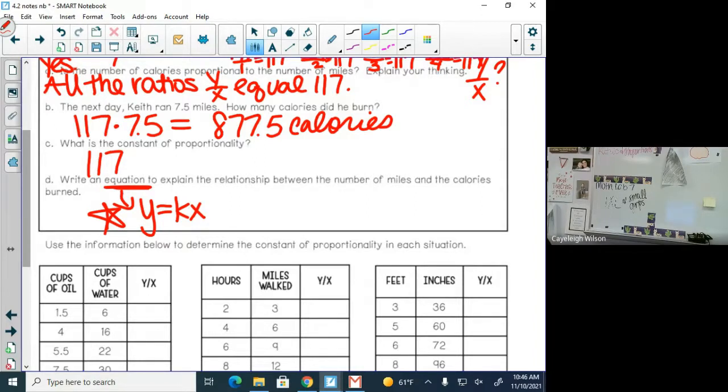So what was my constant of proportionality? 117. So my equation is y equals 117x.